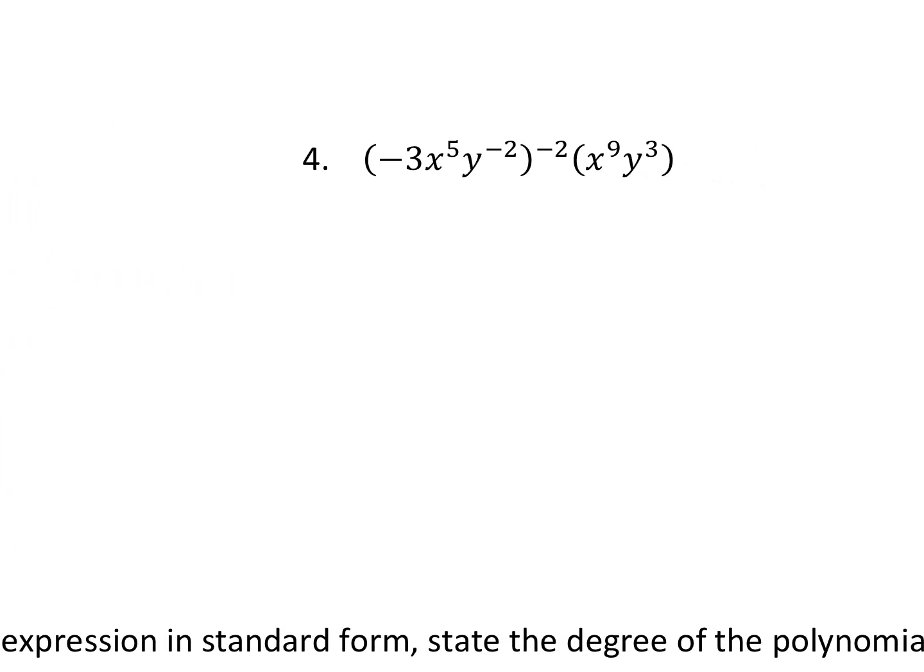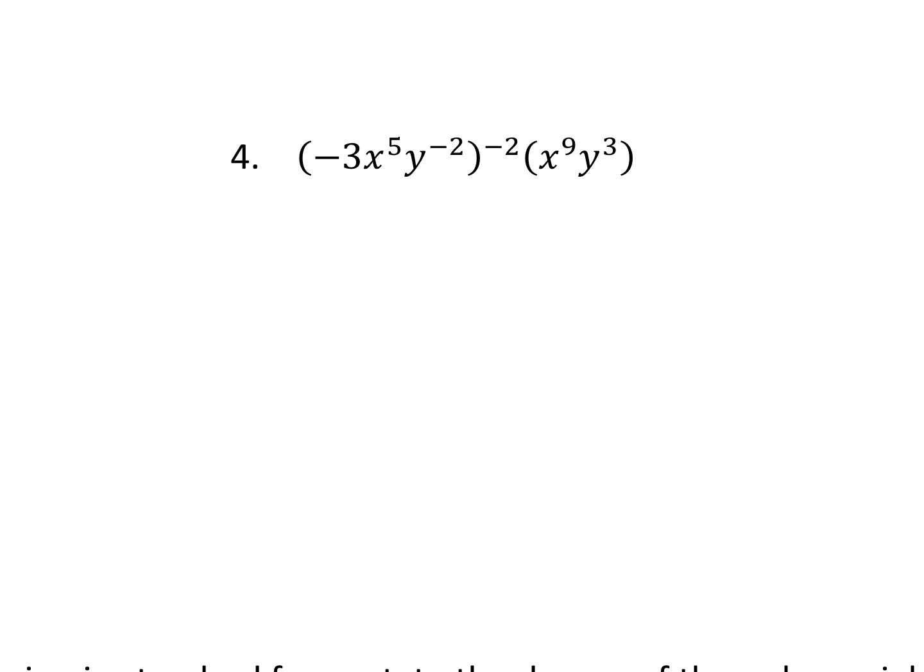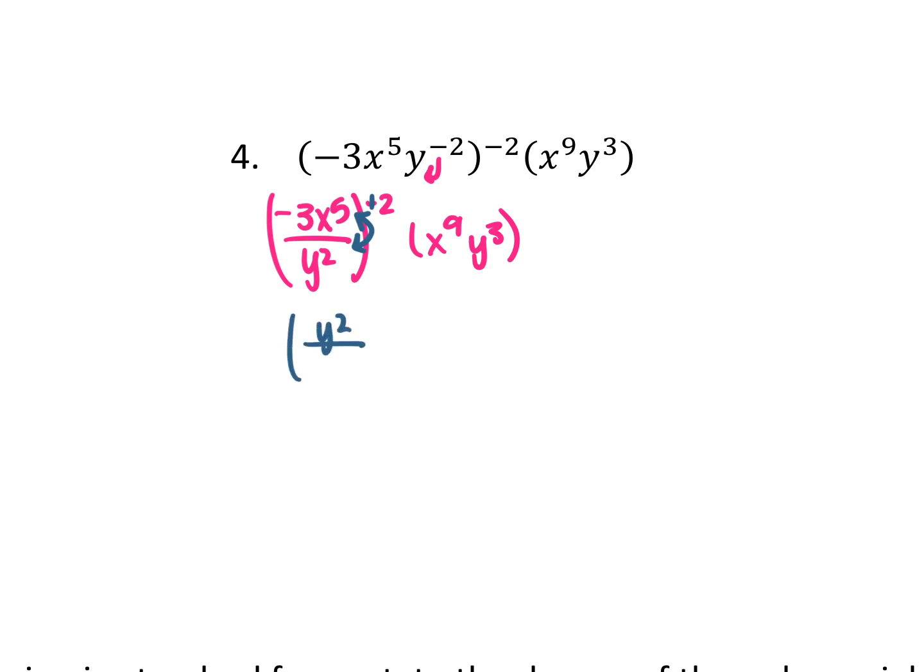For number 4, we're given -3x to the 5th, y to the -2nd, raised to the power of -2, times x to the 9th, y to the 3rd. So we're going to start by making that -2 power on the y a positive by putting it underneath the -3x to the 5th. This is still raised to the -2nd power, and we're still multiplying it by the x to the 9th, y cubed. So from here, we're going to turn that negative power of 2 into a positive by flipping that fraction. So we have y squared over -3x to the 5th raised to the 2nd power times x to the 9th, y to the 3rd.